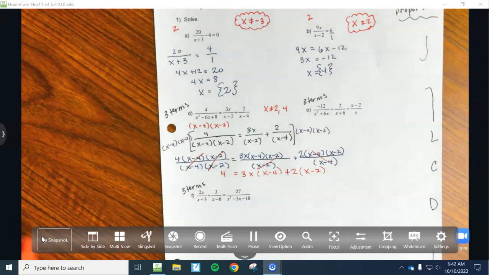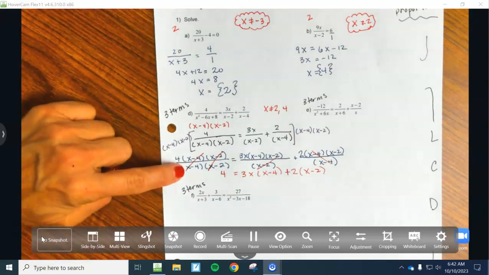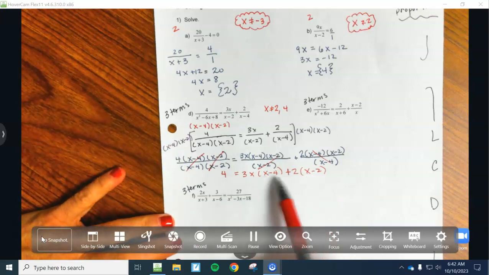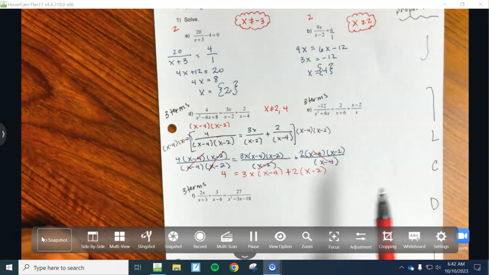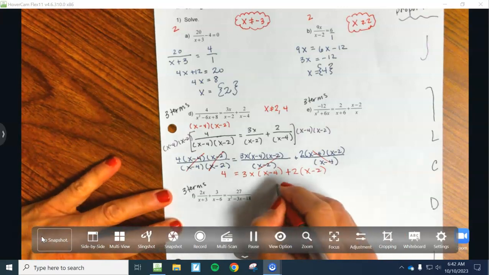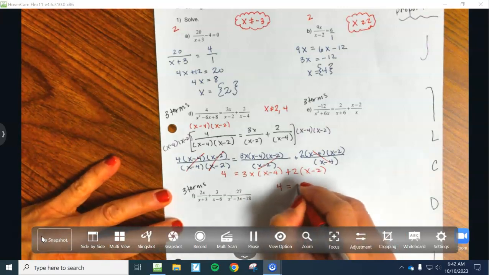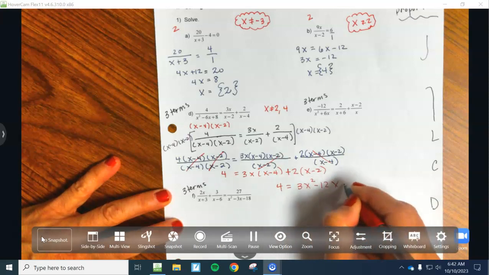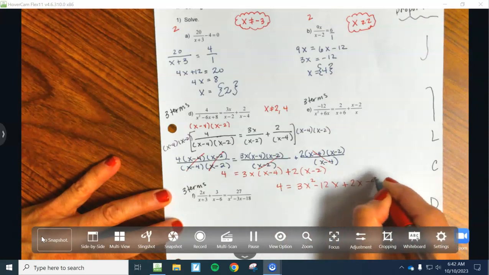All right, we're almost there, but remember, just like you can't solve x in a denominator, you can never solve for x when they're in parentheses. So we're going to have to distribute and combine like terms. So we're going to get 4 equals 3x squared minus 12x plus 2x minus 4.